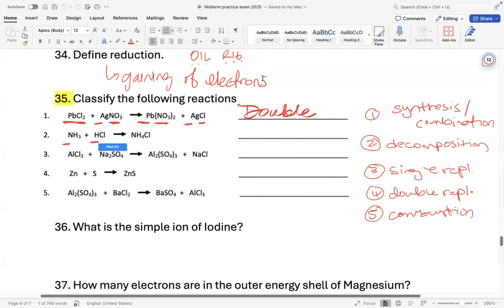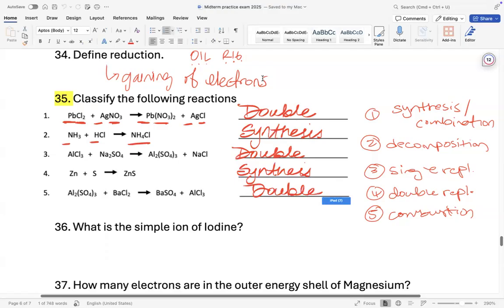Here we have two things coming together to become one. So we have synthesis. Here we have another double replacement. Nobody's hanging out by themselves, so they're not single. Here we also have another synthesis or combination. We have two things becoming one. And then here, nobody's hanging out by themselves either, so this is a double replacement. So again, just review decomposition and single replacement in your notes. Don't worry too much about combustion.